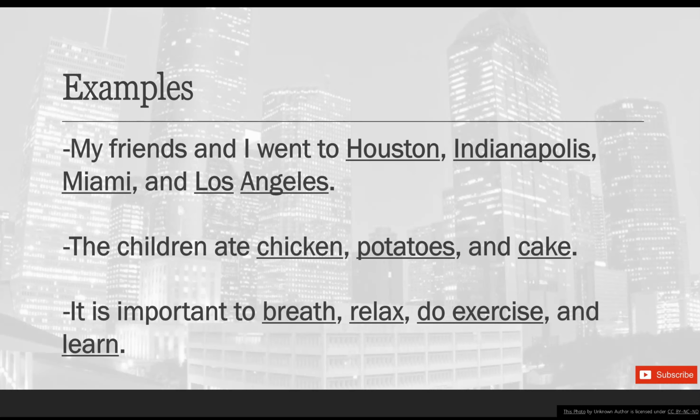Okay, so looking at these, we have all the different items underlined. So first one, we had 4 different cities. Those are the items. The second example, we had 3 different foods. Right? Those are the items. And number 3, we had 4 different activities. So those are the items.